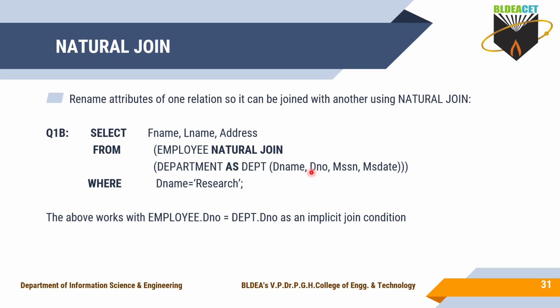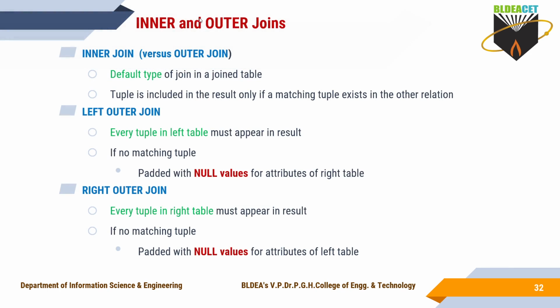In the employee table, DNO exists as a foreign key. In the department table, the attribute name was earlier D number, and I renamed it as DNO. So now in employee and in department this attribute name is the same. That's why I did not specify any joining condition. I just used the natural join here, where D name equal to research. This type of join, done without any condition, we call a natural join.